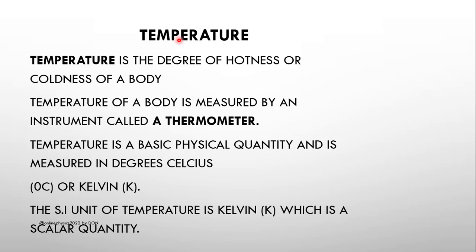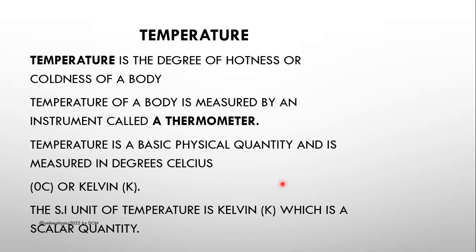Temperature is a basic physical quantity and is measured in degrees Celsius or Kelvin. Once we look at this as a basic physical quantity, we need to know its SI unit. Temperature's SI unit is the Kelvin, abbreviated K, which is a scalar quantity. It doesn't have direction, so it's a scalar quantity.